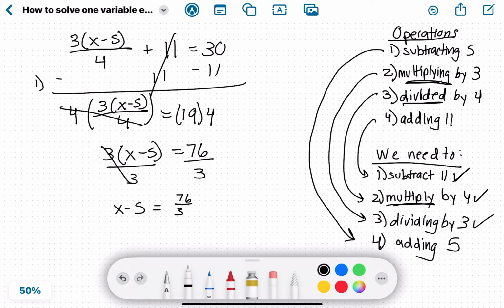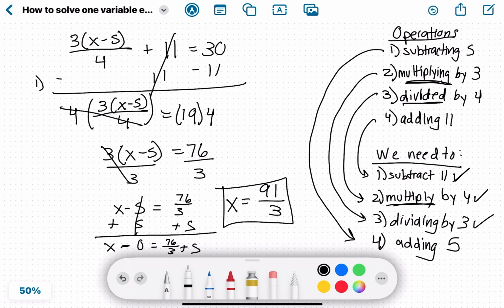Finally, we have to add 5. So we add 5 on both sides. This cancels because it equals 0. x minus 0 equals 76 divided by 3 plus 5. And when you simplify that into a fraction, x equals 91 divided by 3. So boom, last step done, and then we finally found the value of x. You can always check to make sure that that is the right value of x. I checked it beforehand and it works. So that's it.